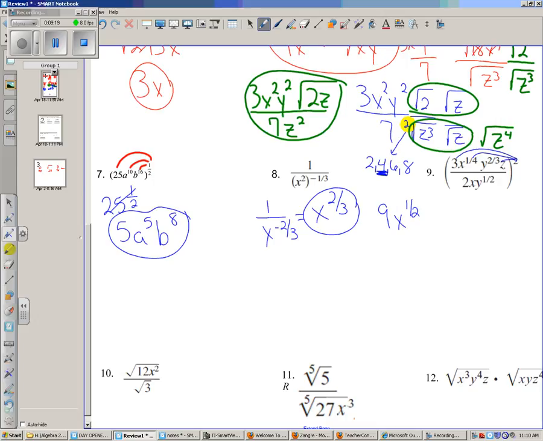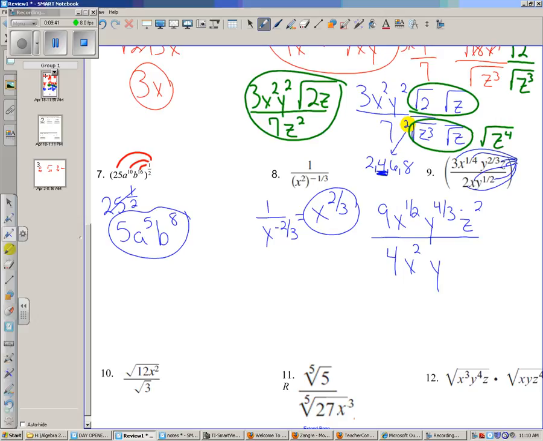When it goes to the 2/3, 2 times 2/3 is 4/3. And when it goes to the z, it simply becomes z squared. And now it's also going to go to everything in the bottom. So 2 squared is 4. When it goes to the x, it's just going to become x squared. And when it goes to the 1/2, it's just going to become a y.